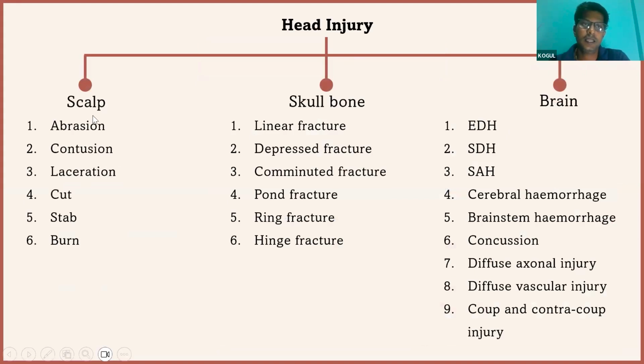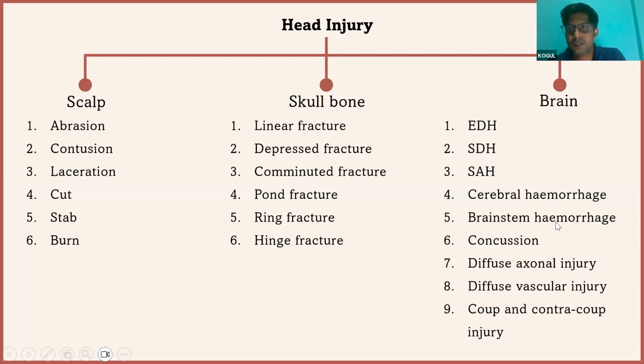For head injury, I told you there are three layers: scalp, the outer skin layer, skull bone, and the brain. In the scalp, as usual, you will get all kinds of injuries. Then the skull bone is a thin flat bone, so it causes different types of fracture: linear fracture, depressed fracture, comminuted fracture, pond fracture, ring fracture, and pin fracture. We will see these fractures quickly one by one. Then the brain has coverings, so you can get intracranial hemorrhages: extradural hemorrhage, subdural hemorrhage, subarachnoid hemorrhage, then cerebral hemorrhage inside the brain parenchyma, then brainstem hemorrhages.